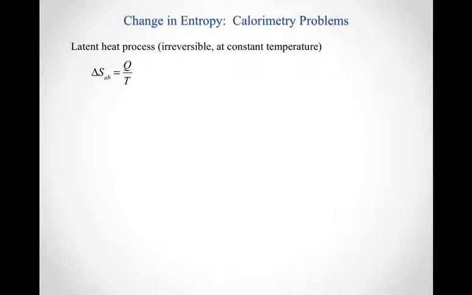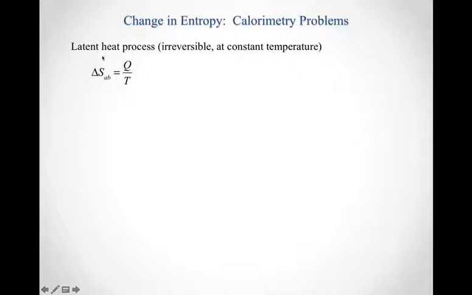So having talked about what entropy is, let's come back and see how we want to calculate how entropy changes in a calorimetry problem. We talked about two specific processes, the latent heat process and the specific heat process. Let's look at each of these, and we'll start with the latent heat process because it occurred at a constant temperature. And so it's a little bit easier.